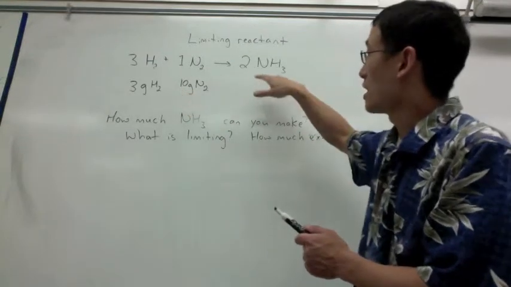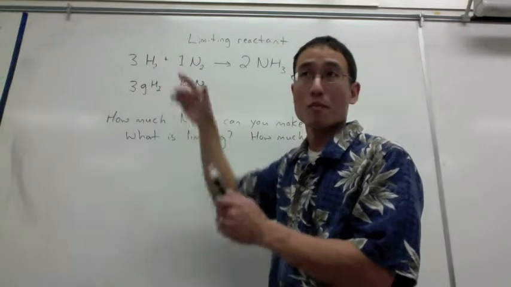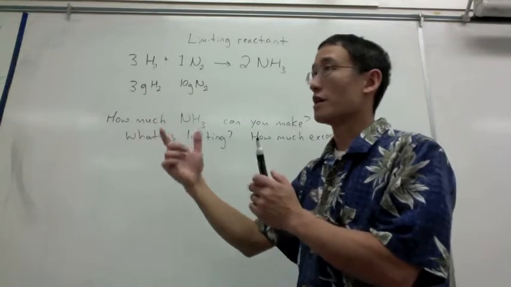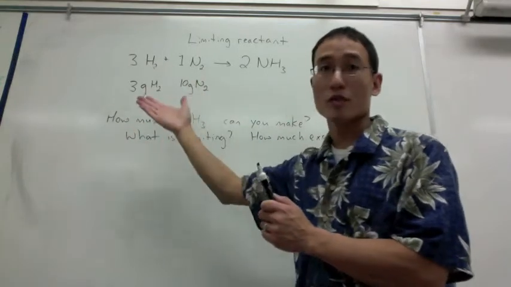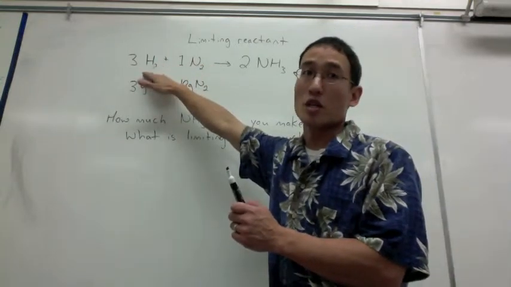In addition, these react in a 3-to-1 ratio, so I can't just determine the moles of each thing and compare the two and say, well, I have less of one thing, because they react in a specific ratio. And so for only one of these, you need 3 of these to react.